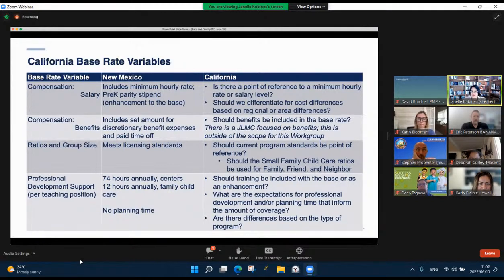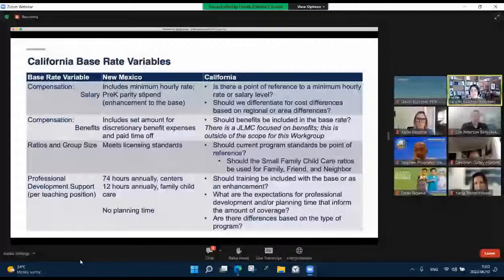ask for your consideration is, should professional learning or training be included with the base, or is it an enhancement? So right now, a lot of our programs, and this came up earlier, we have stipends for things, we have outside payments, we have programs that provide support. So how do you want to think about where professional learning sits and training sits? What then would be expectations for professional development or planning time that inform the amount of coverage?